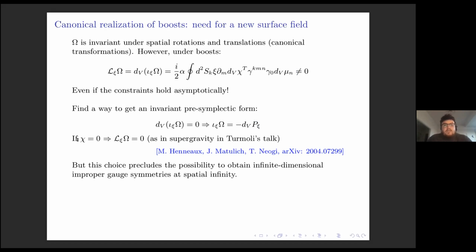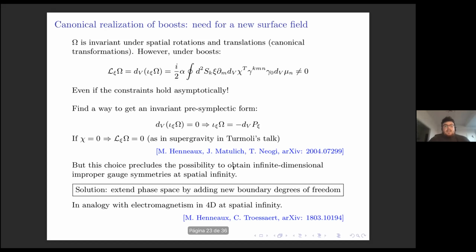One way of doing this is fixing chi equal to 0, but this is the case already explained by Turmoli. But this choice obviously precludes the possibility to obtain infinite dimensionally proper gauge symmetries at spatial infinity. So we have a solution for this. That is the solution that Mark and Cedric found in 4 dimensions, that extends the phase space by adding a new boundary degree of freedom.